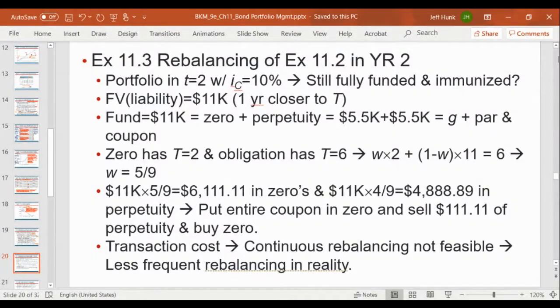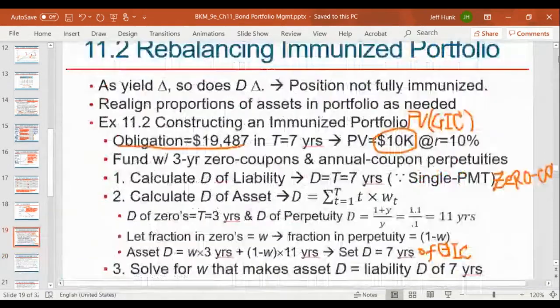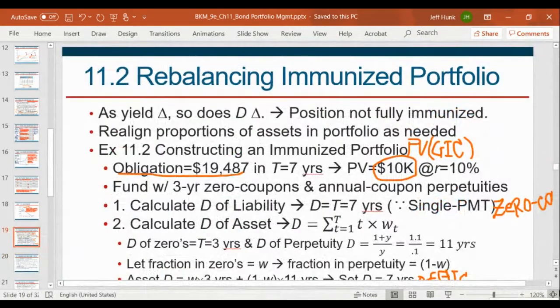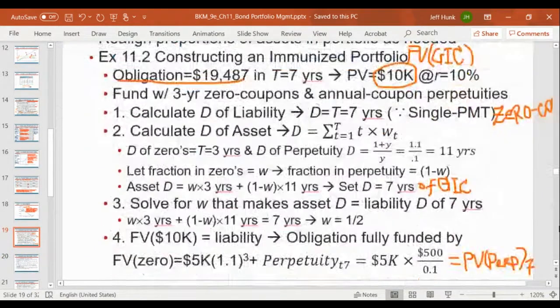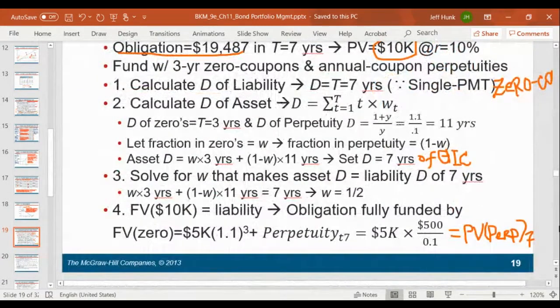So in our last video, we did example 11.2 for immunizing the portfolio. In other words, matching the duration of our asset portfolio with our obligation or liabilities. But that was basically immunizing in year one.